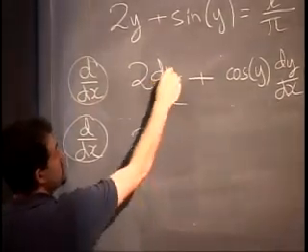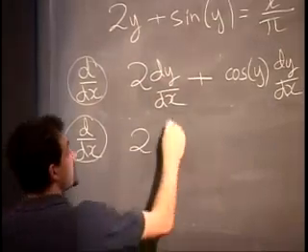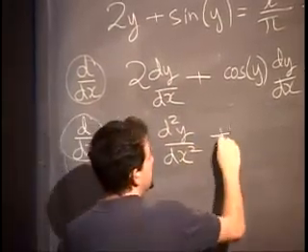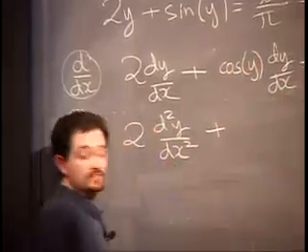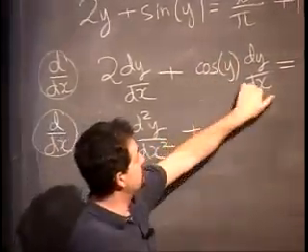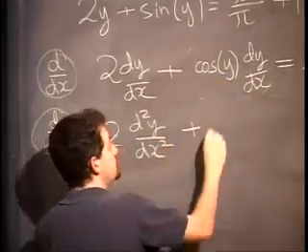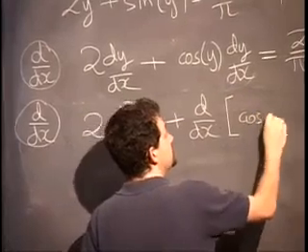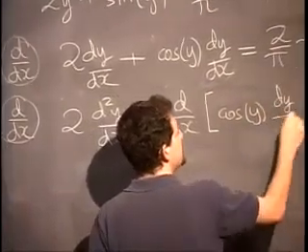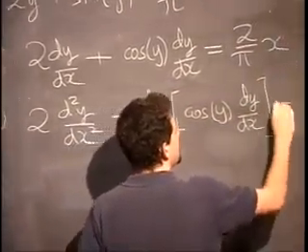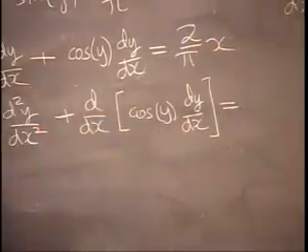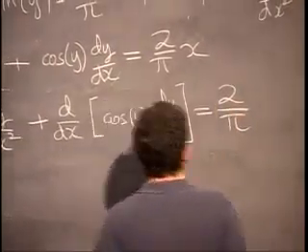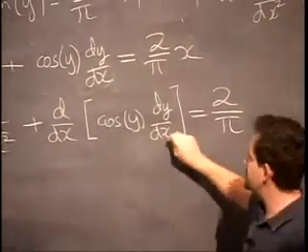2 comes out. The derivative of dy dx is just the second derivative. We have to be a little careful here. When we differentiate this, we're not just differentiating either of these terms. We're going to have to use the product rule. So in order to understand this, let's just write down the derivative of cosine y times dy dx equals, and the derivative of 2 over pi x is just 2 over pi. Right, so we need to tackle this thing here.